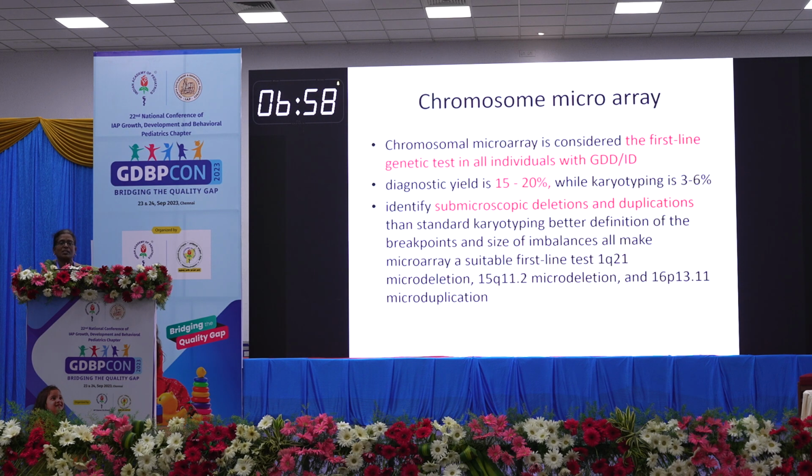And the first-line metabolic tests should include your serum amino acids, acylcarnitine profile and urine organic acids. So chromosomal, just a few words about these tests, because we have a separate session on genetic testing for children with developmental delay tomorrow.